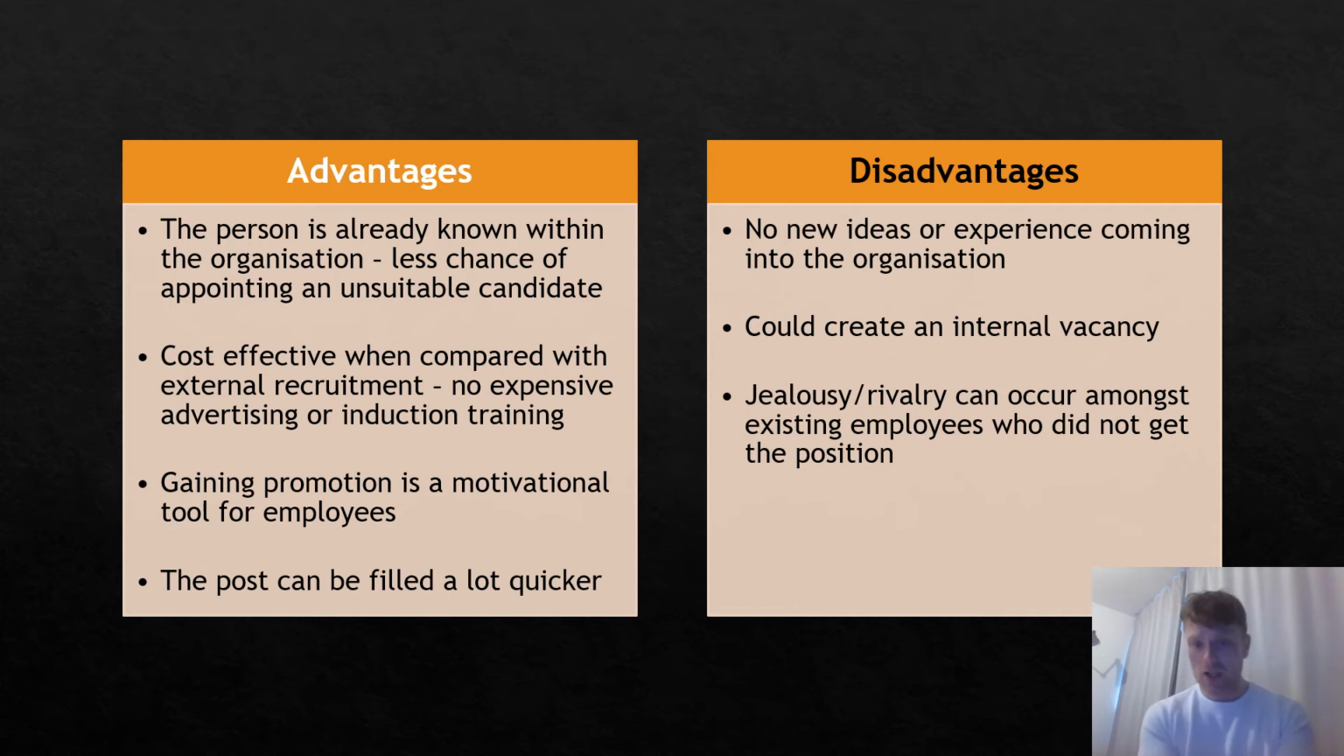The third point, jealousy and rivalry can occur amongst existing employees who did not get the position. It can be quite difficult for employees who have gone for the same job and one has been successful and the others haven't, for them to continue working together. There can be quite a lot of jealousy, rivalry, animosity between candidates because they still have to continue working with each other. So it can be quite a difficult environment for them to be in.